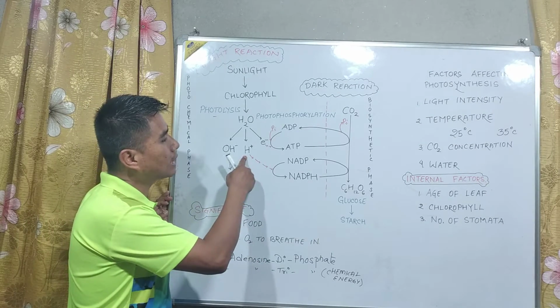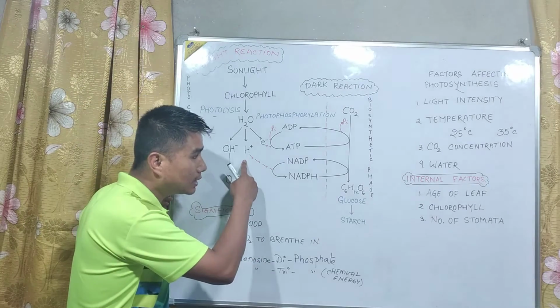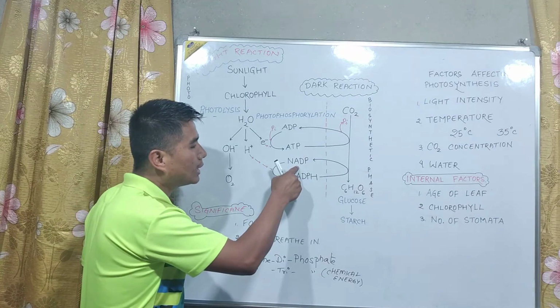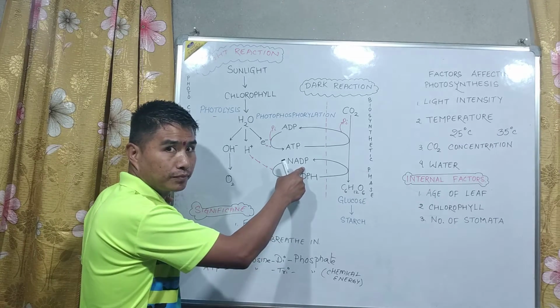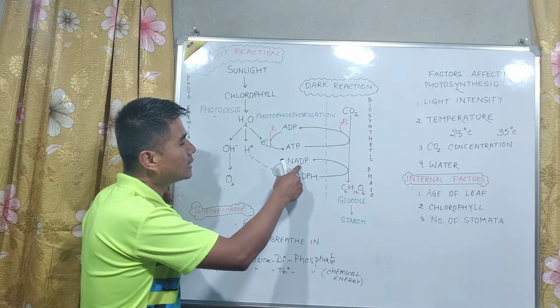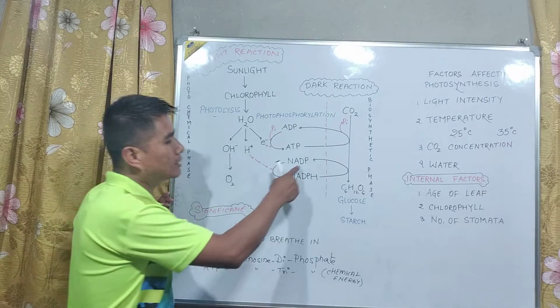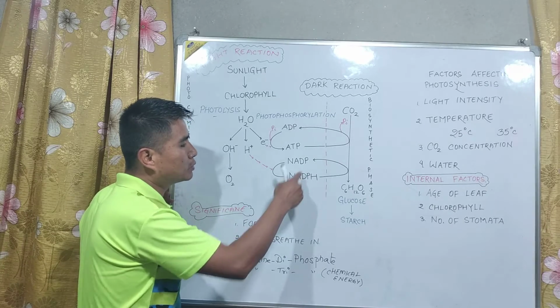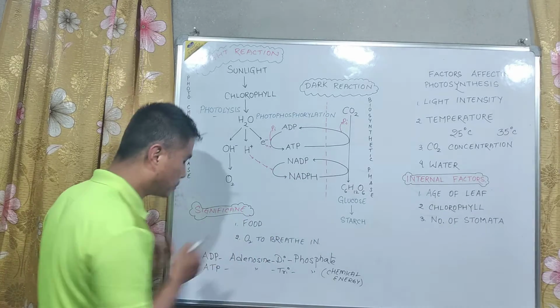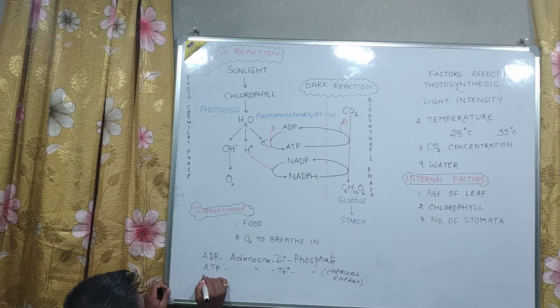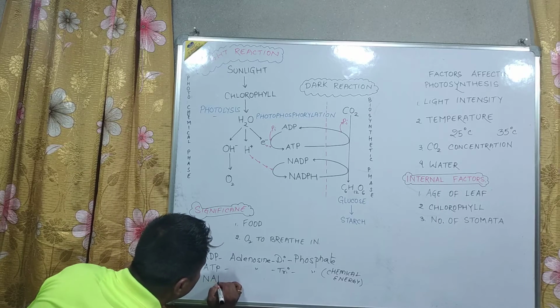Now likewise, the hydrogen ion is here. This hydrogen ion is added to NADP to form what? NADPH. Hydrogen ion is added to NADP to form NADPH. What is NADP? I hope you can see me. NADP.